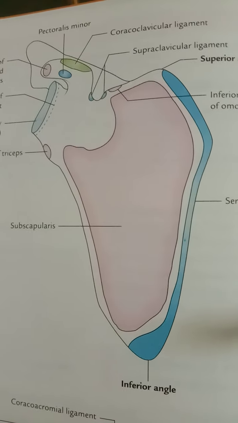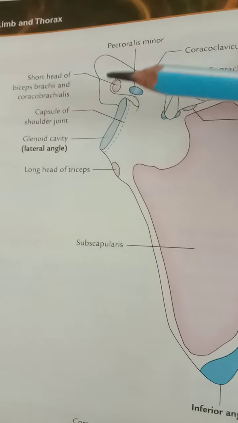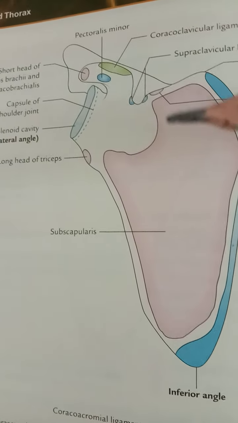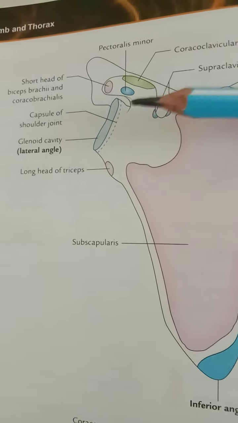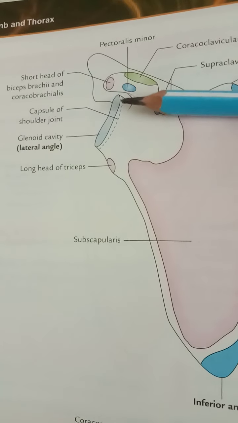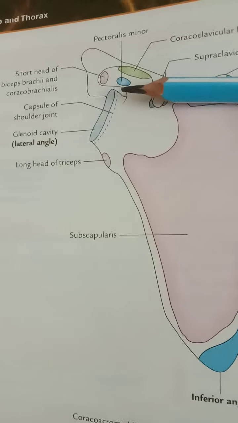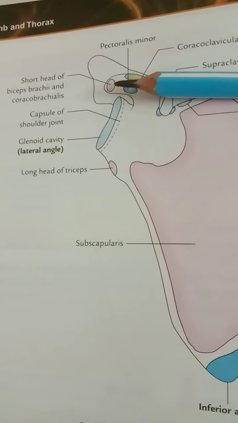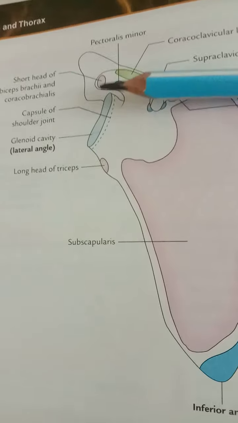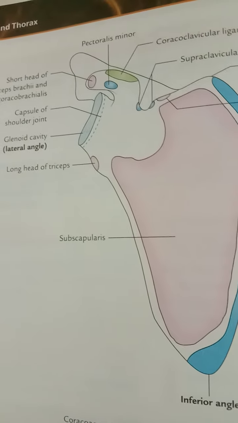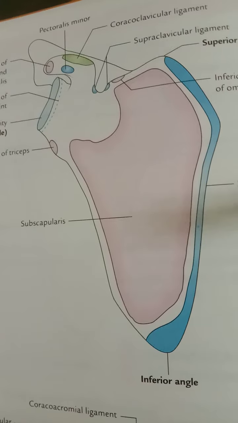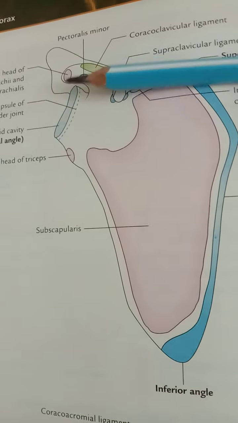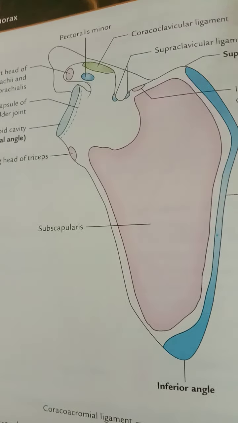Then the long head of the biceps brachii originates from the supraglenoid tubercle. The tubercle which is present on the glenoid cavity is called the supraglenoid tubercle. The short head of the biceps brachii originates from here, the tip of the coracoid process. Then the coracobrachialis arises from the same tip of the coracoid process, this one.